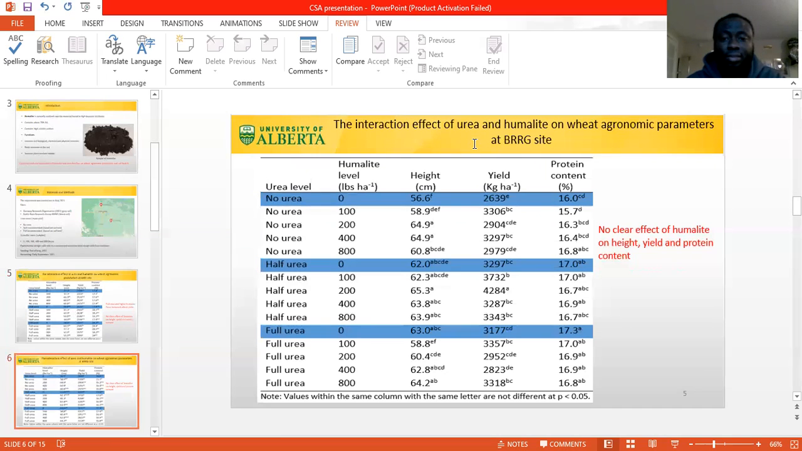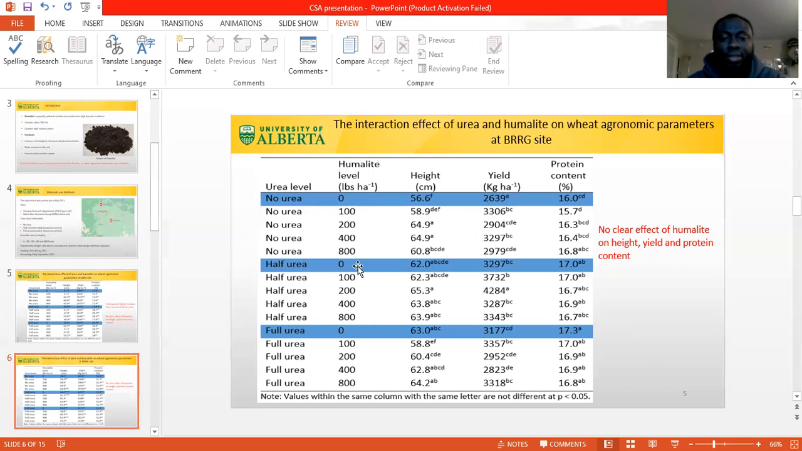Also, the interaction effect of urea and humalite at a BRG site on height, yield, and protein content. We can see that there were significant differences between the treatments. For example, the lowest height was found in no urea and 0 humalite treatment, while the highest was found in no urea and 200 and 400 pounds per hectare humalite application.